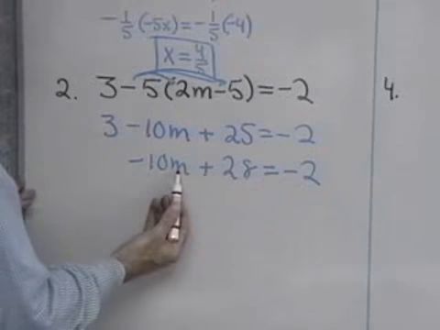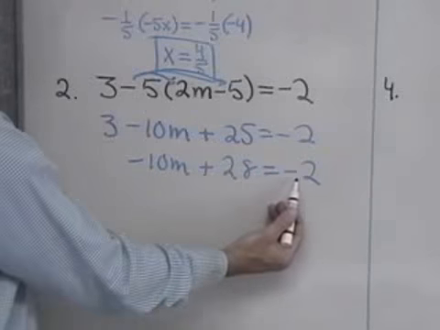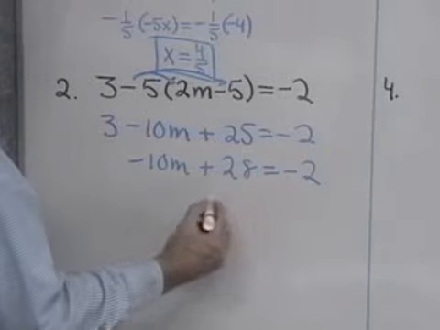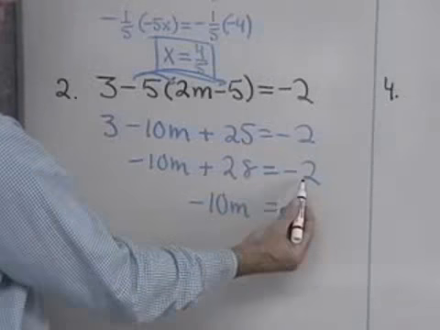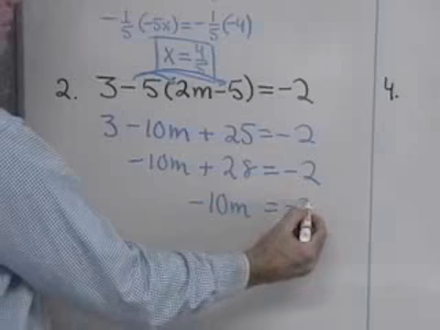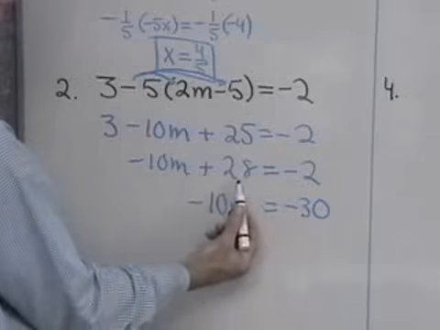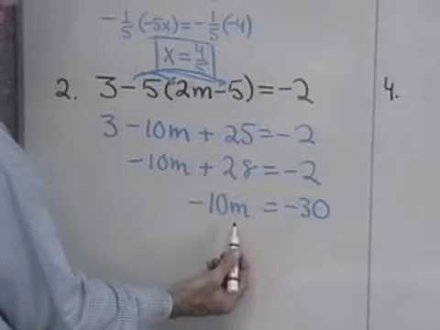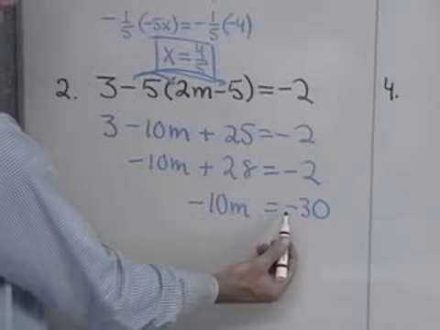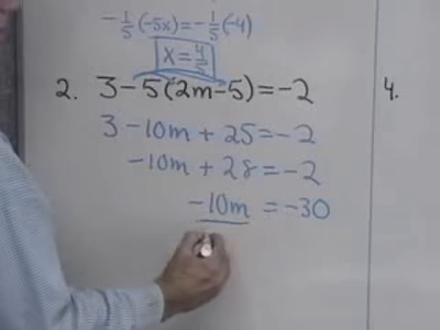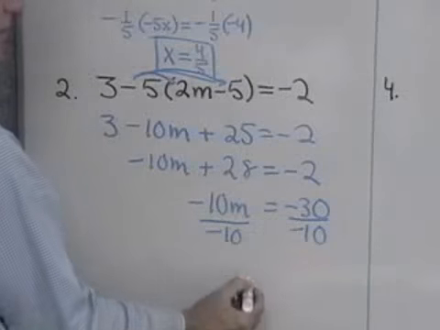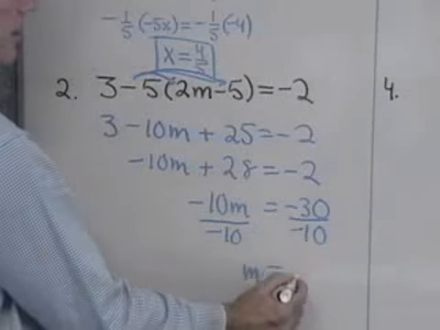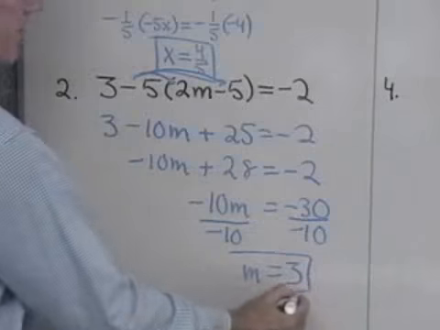Here I have all my variable terms on the left side, -10m. So I'll add -28 to both sides to get rid of this constant term. When I do that, I have -10m is equal to -2 plus -28, which is -30. Then I multiply both sides by -1/10, which is the same really as dividing both sides by -10. When I do that, I end up with just 1m is equal to positive 3.